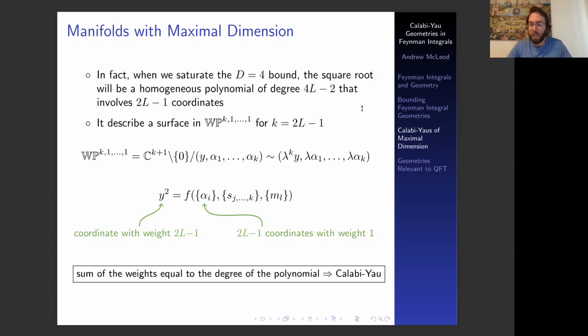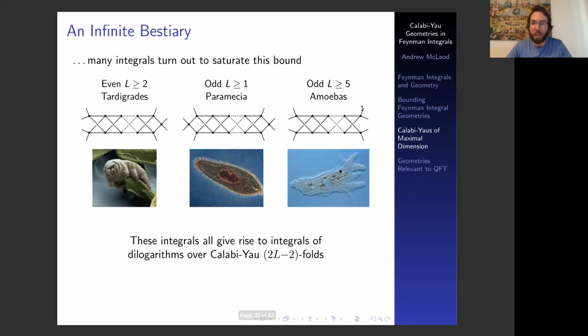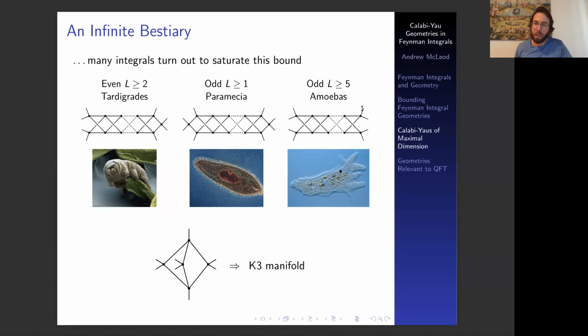but of course I should convince you that there are actually integrals that satisfy this bound, and we've, it turns out, found a few infinite classes of them, a veritable bestiary of them. All three of these classes we pointed to when we published this. And so the tardigrades at even loop orders and the paramecia and amoebas at odd loop orders all give rise to integrals of dilogarithms over Calabi-Yau 2L minus 2 folds, meaning the Calabi-Yau manifolds are 2L minus 2 dimensional. It's worth pointing out that already at 2 loops, this tardigrade class gives rise to a K3 manifold.